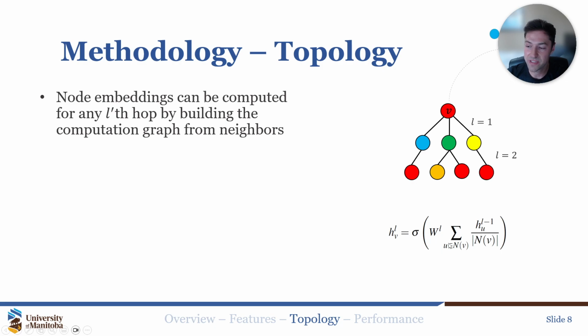What that's saying is, for a particular node V, look at all the neighbors, capital N of V, so the set of neighbors of V, which are U. So take all of H sub U, which are the neighbors' feature vectors, and divide it by the cardinality of all the neighbors.